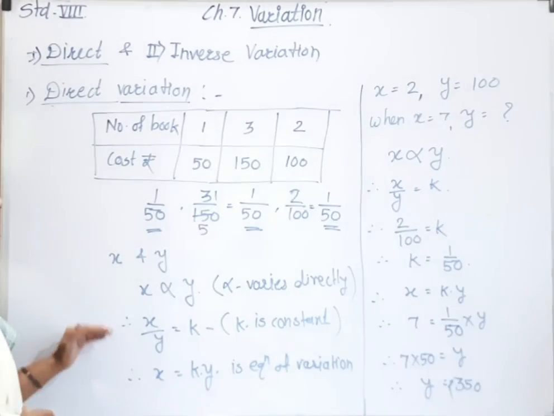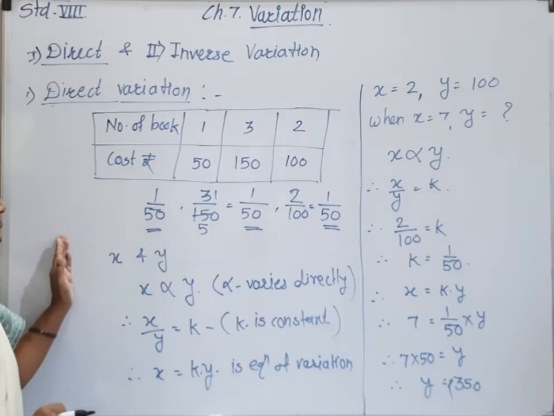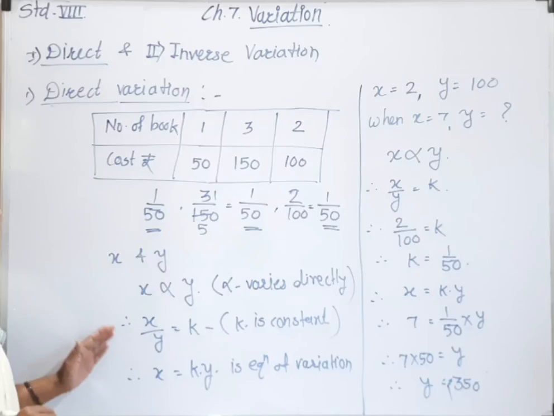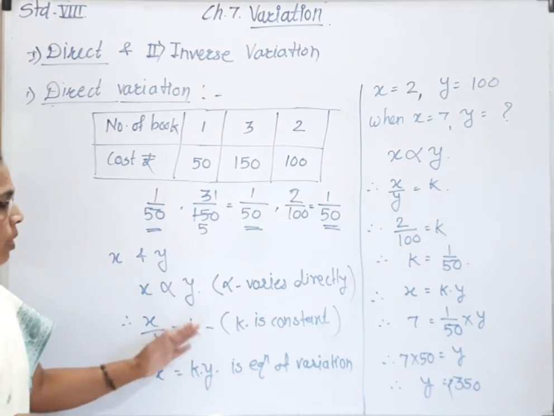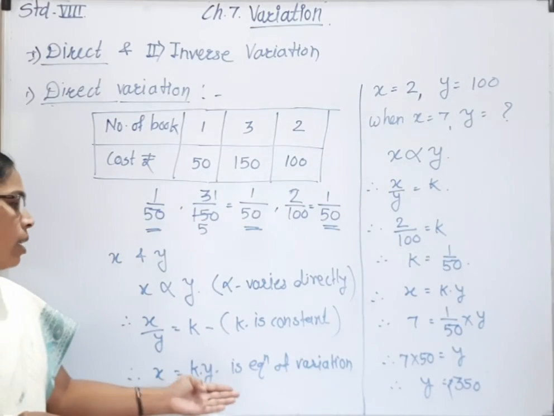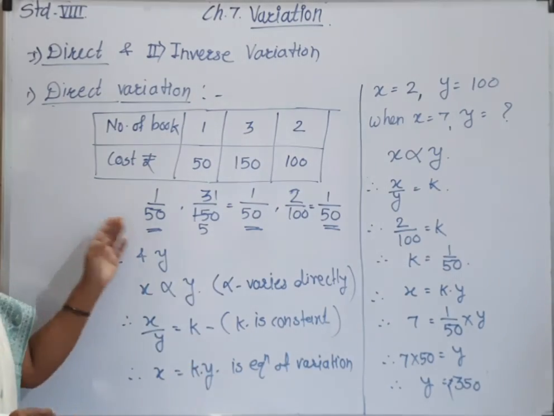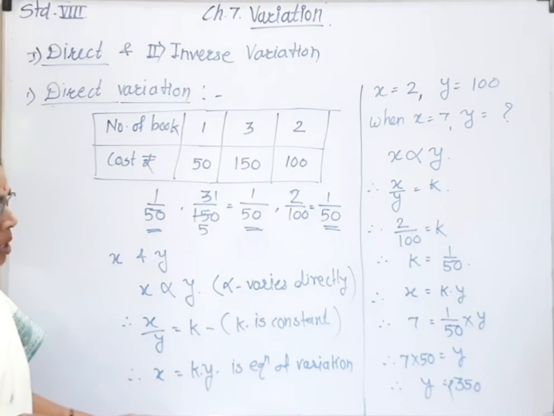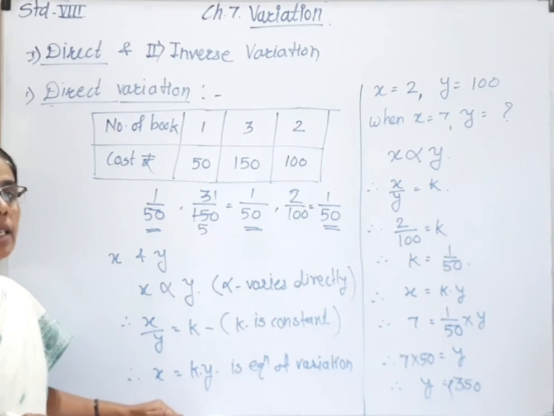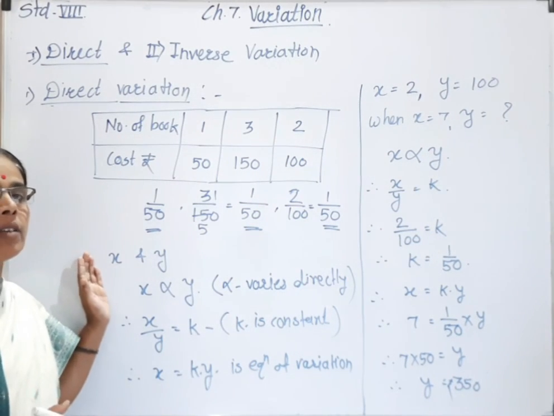In this way we can use direct variation to solve these sums, and we can find the constant of variation and also the equation of variation. I hope you have understood direct variation and how to solve these sums by this method. In the next video we will learn about inverse variation.